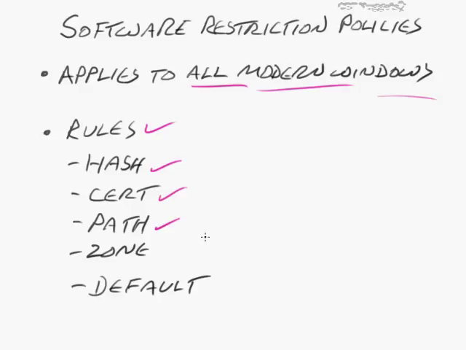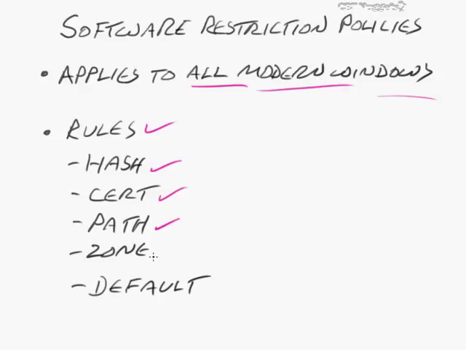There's also path. Maybe I have a certain application that's located under C:\program files\app1. Well, if I restrict that path from running, all an enterprising user has to do is just move that application to a different location, or run it from a thumb drive. Because it's no longer in the path, that application will then run.